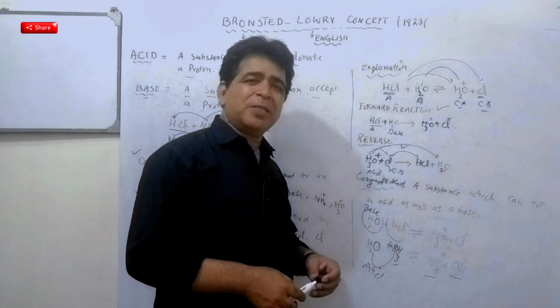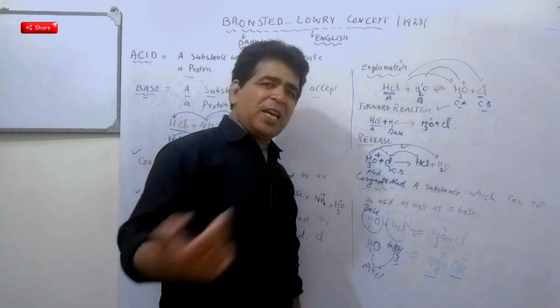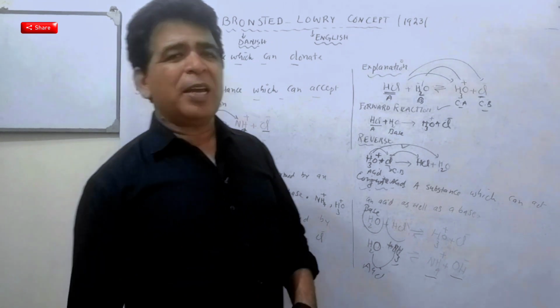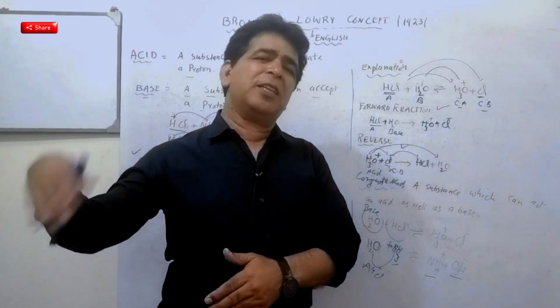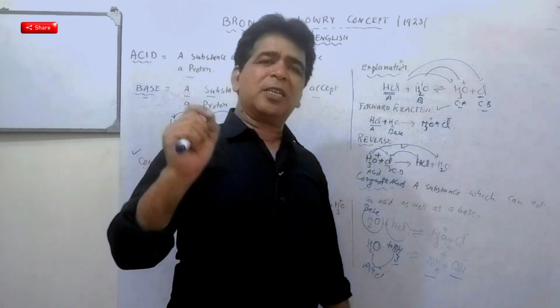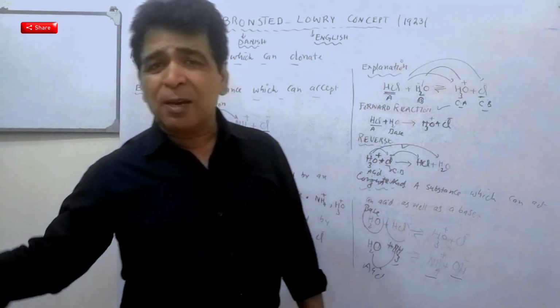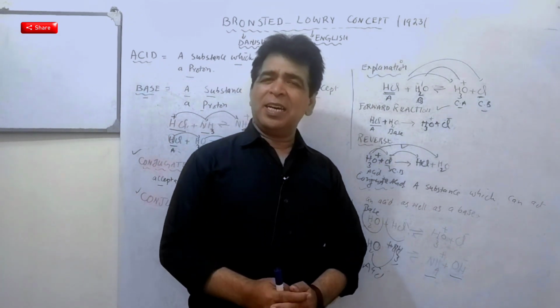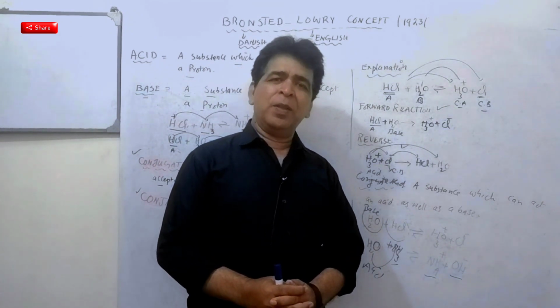It is concluded from this discussion that a species can act as an acid as well as a base depending on the nature of the other substance. If the other substance is an acid, that amphoteric species will act as a base, and if the other substance is a base, that amphoteric species will act as an acid.